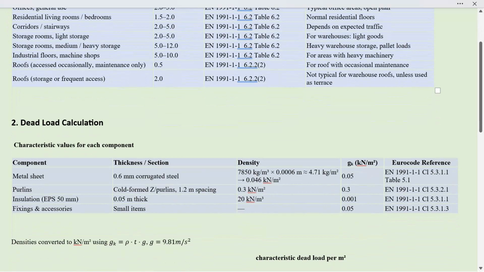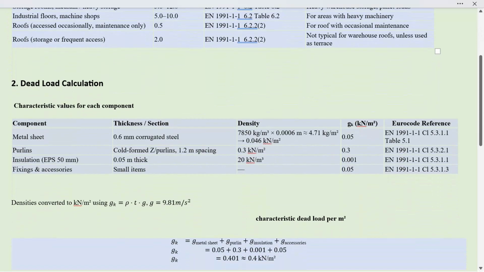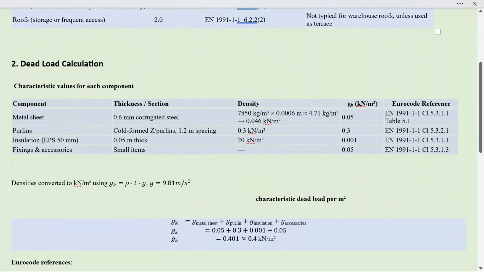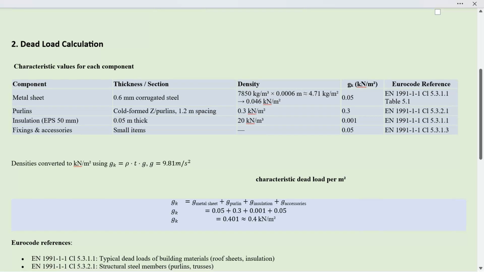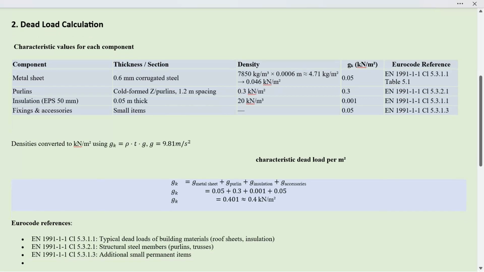Again, for the dead load calculations, I've done it here. You can see the components here that I've considered. We have the metal sheet, 0.6 millimeters thick, corrugated steel. The density of steel is 7850. I have calculated this and it's coming to about 0.05. Then we have the purlins. We are using this kind of purlins, and we can see we have 0.3 kilonewton per meter squared.